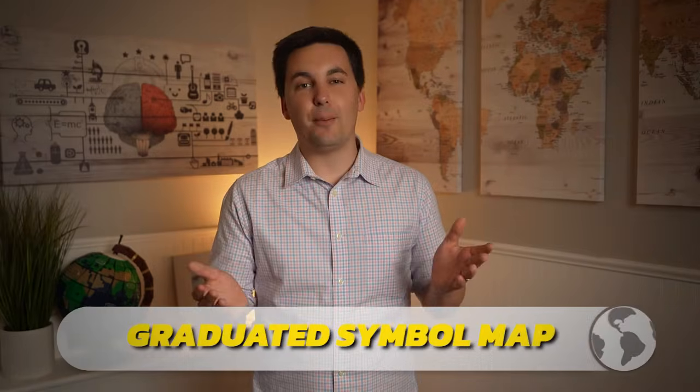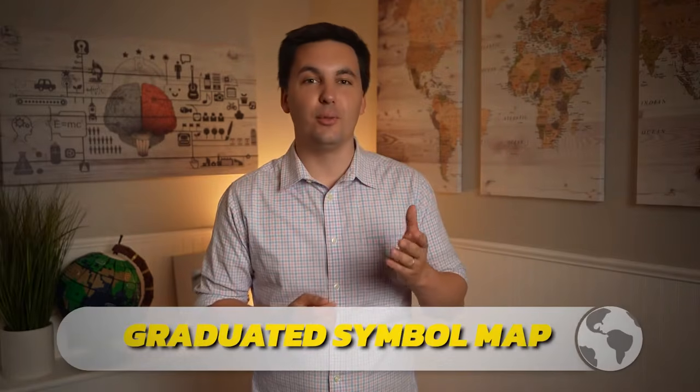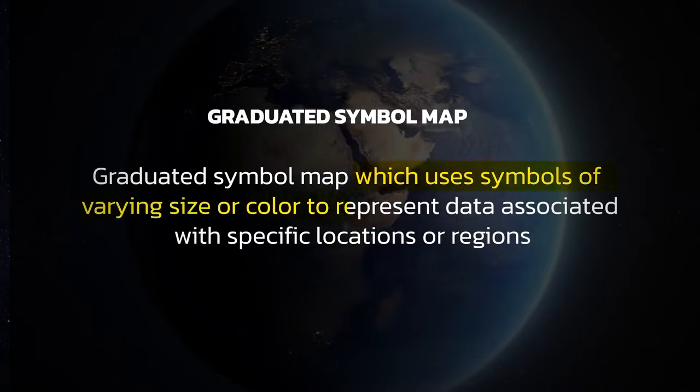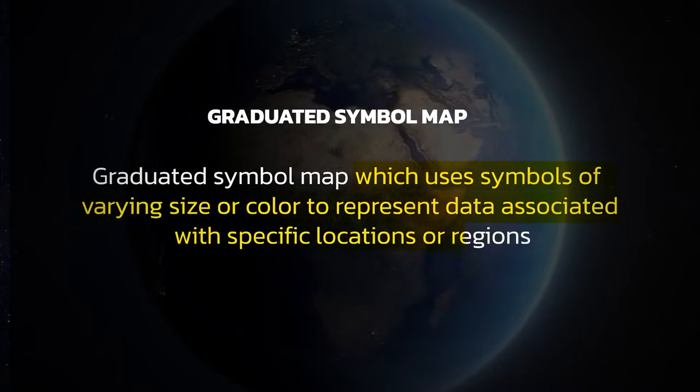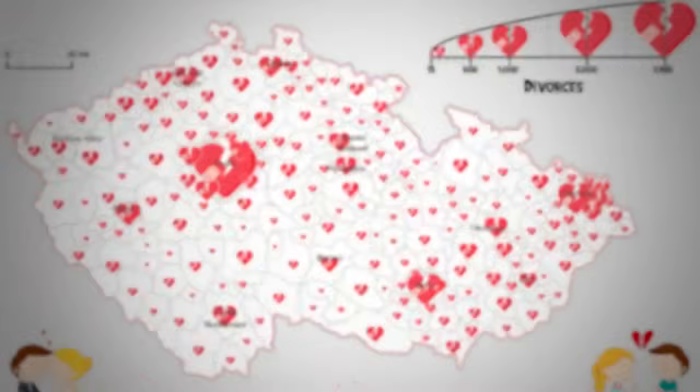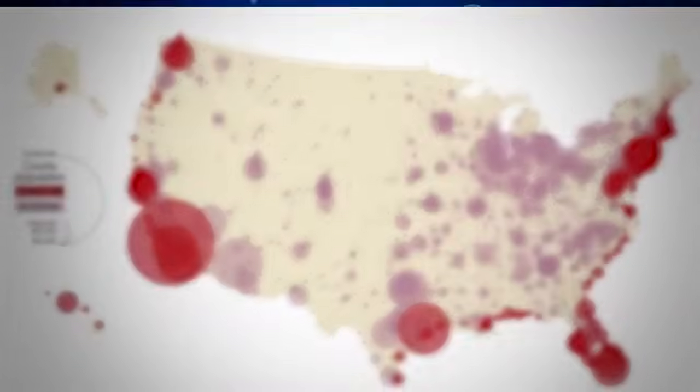data. Another type of map we can observe is a graduated symbol map, which uses symbols of varying size or color to represent data associated with specific locations or regions. These maps can be very visual maps, but sometimes can become confusing due to overlapping information.